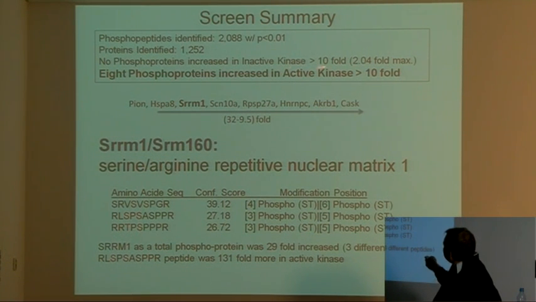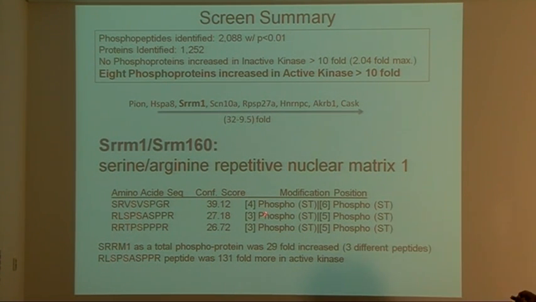But in the active kinase transfected cells, there were 8 phosphoproteins that were greater than tenfold enriched. And those greater than tenfold enriched range from 32 to 9.5, so I rounded up on this one. So there was one that was 29-fold enriched, and in fact we had 3, and it was the only one that had 3 separate peptides that were represented in the mass spec.